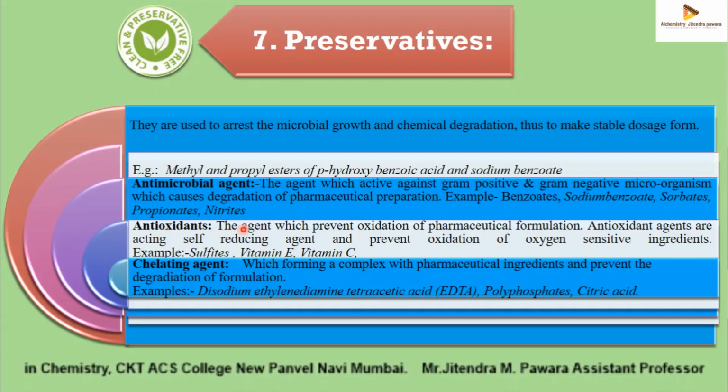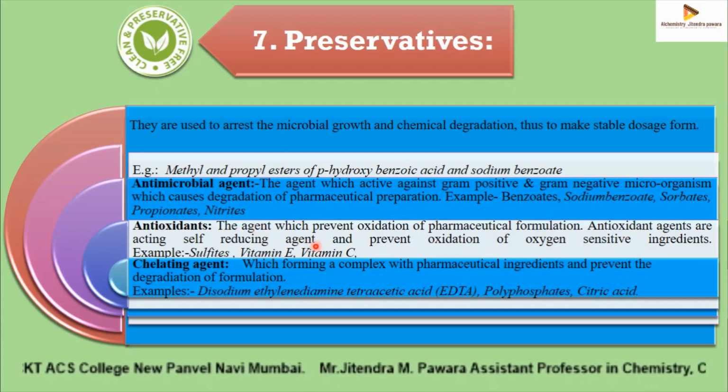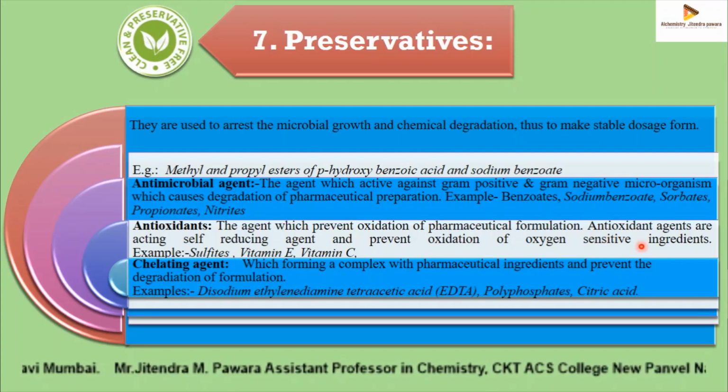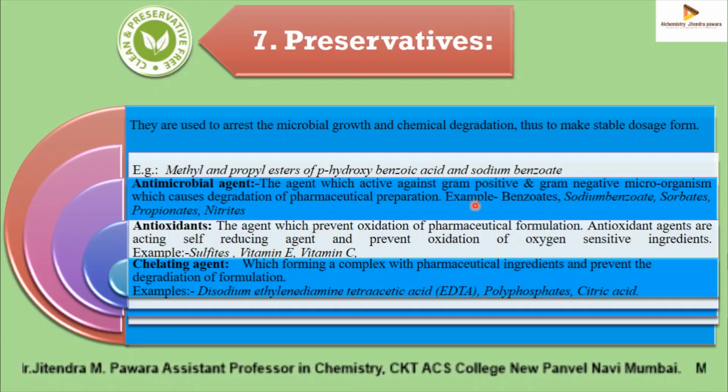Then antioxidant, the agent which prevents the oxidation of pharmaceutical formulation. Antioxidant agents act as self-reducing agents and prevent the oxidation of oxygen sensitive ingredients. So the examples of antioxidant are sulfides, vitamin E and vitamin C. The role of these is that they act as reducing agents, they oxidize themselves and prevent the oxidation of oxygen sensitive ingredients. So the drugs are oxygen sensitive ingredients, and it reduces the oxidation of those drugs. The examples are sulfides, vitamin E and vitamin C. These are the antioxidants.